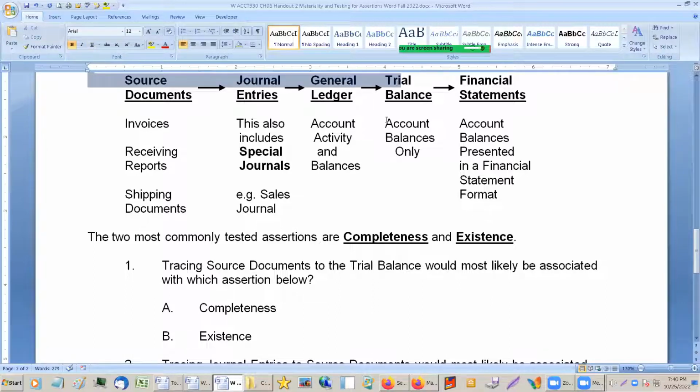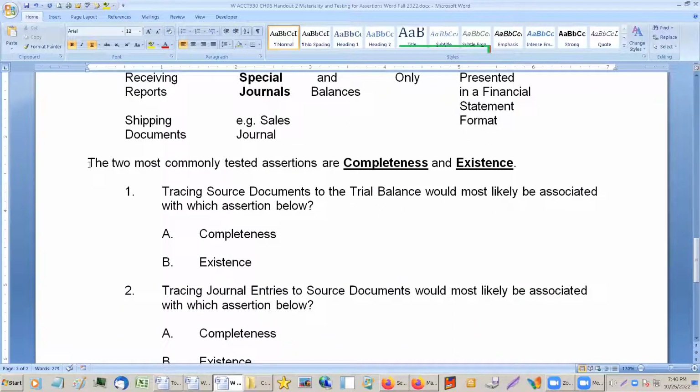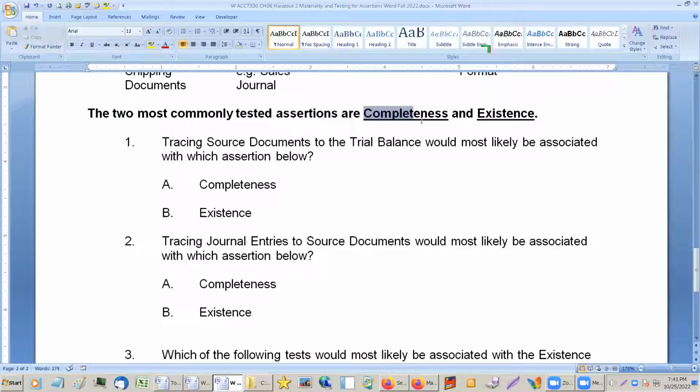Okay, the trial balance is only the account balances. And then from the trial balance, everything goes on to the financial statements. So from the source documents, they go to journal entries, general ledger, trial balance, and financial statements. Now, we're going to focus on two of the types of testing that we do the most often, the most popular, which are completeness and existence.